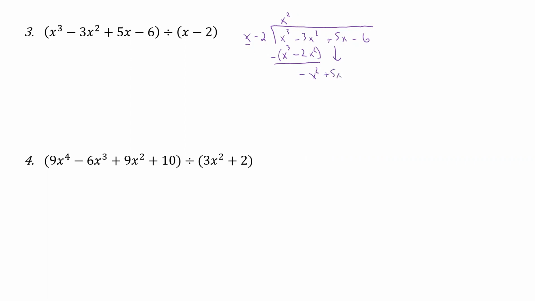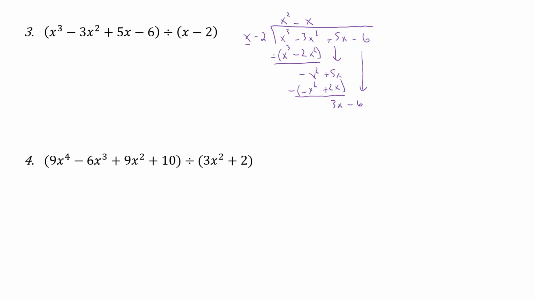So x times what gives us a negative x squared? Well, it's going to be times a negative x. So that gives us a negative x squared, and then we have a negative x times the negative 2, so it's going to be plus 2x. Now we subtract that off, so those go away. We have a 5 minus 2, so that's going to give us 3x. Now we bring down a minus 6.